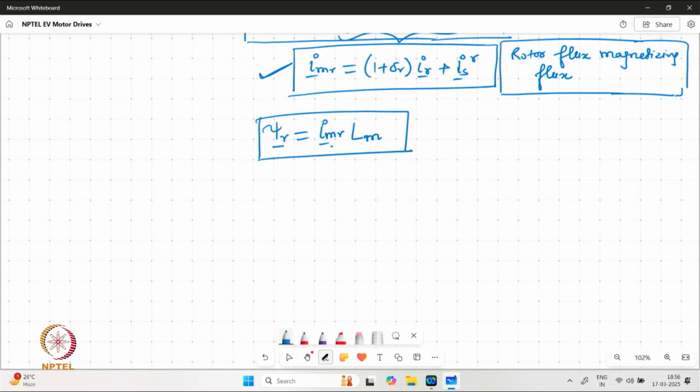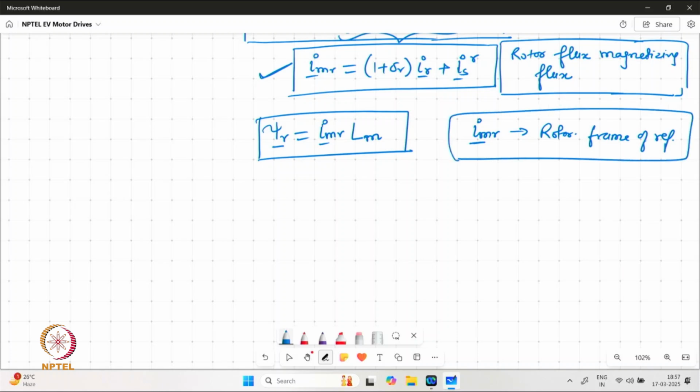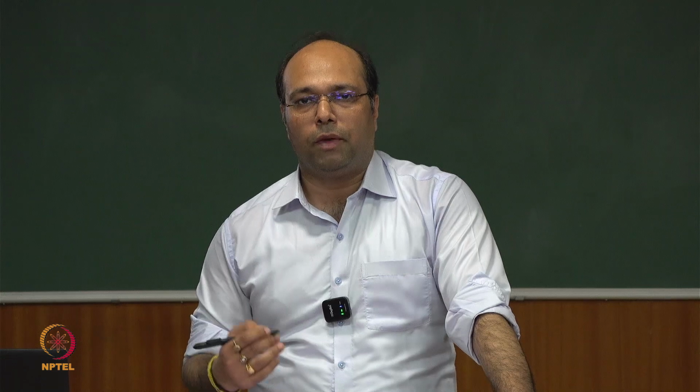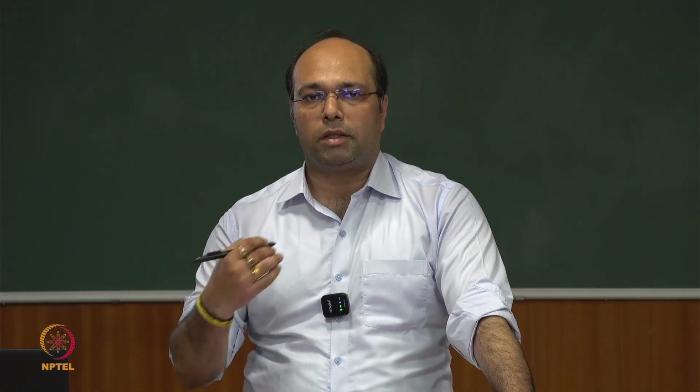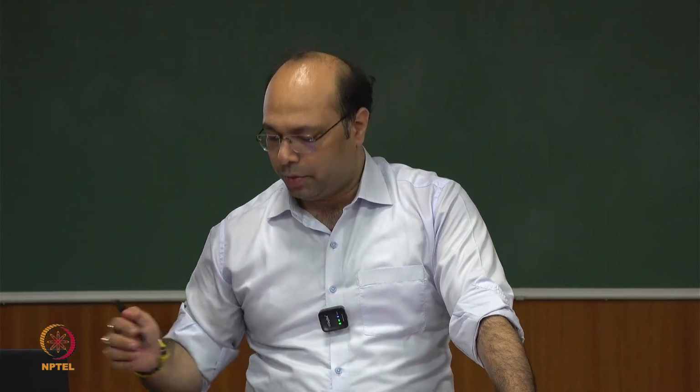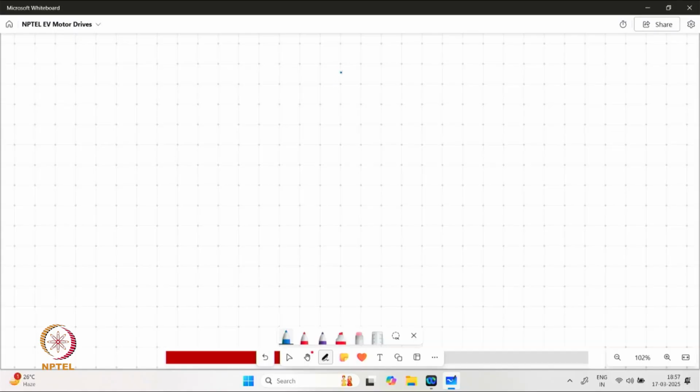Now it must be noted that when we are saying a vector Imr, naturally it is represented in rotor frame of reference. So for the Imr vector, the native frame of reference is rotor frame of reference. Now we'll draw the different frames of reference and understand how one quantity is transformed to another before getting into the actual equation. So there are three frames of reference involved in this process.